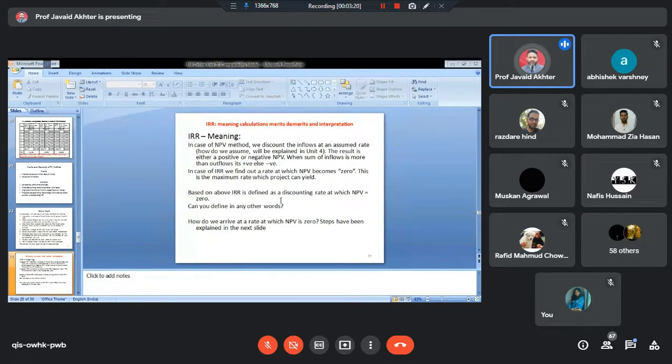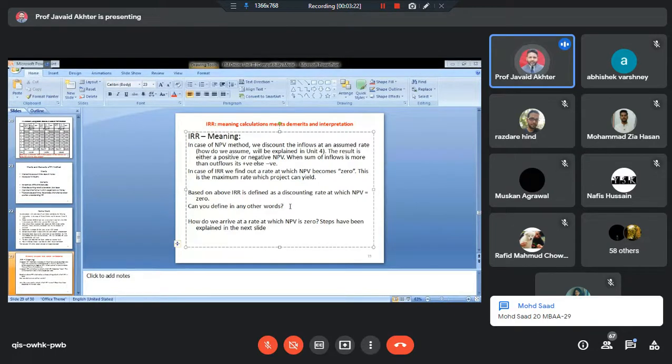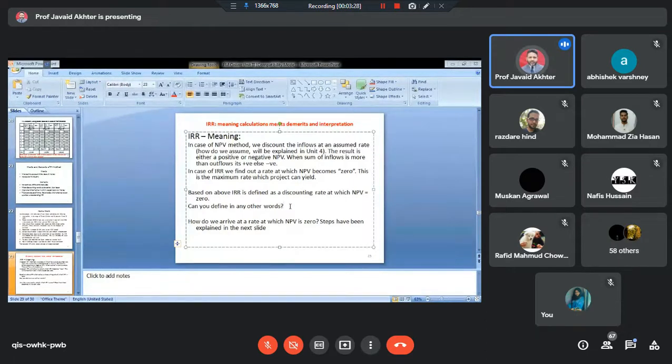In this way, how can IRR be explained once again? Or in other words, one can say that IRR is a rate at which sum of discounted inflow will be equal to sum of discounted outflow. It means the same thing. Now the question before us is, how do we arrive at a rate at which NPV will be 0? These steps I have explained in the next slide. So maybe after explanation or 2-3 slides, you will be able to understand it.